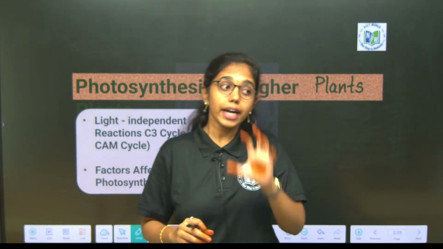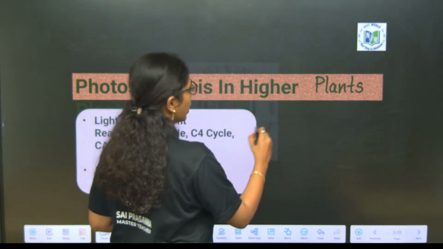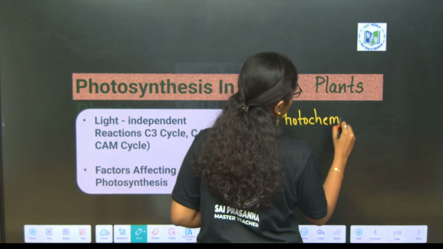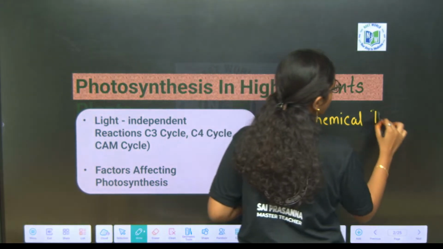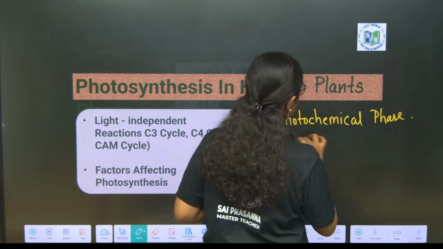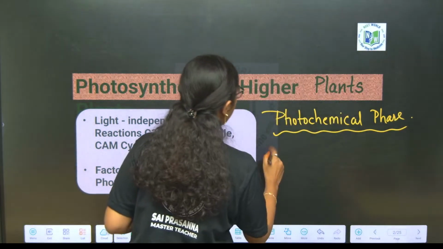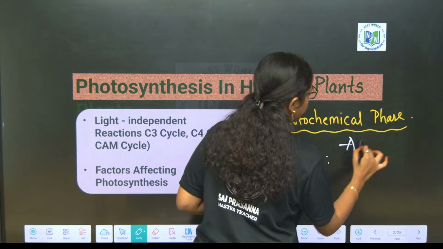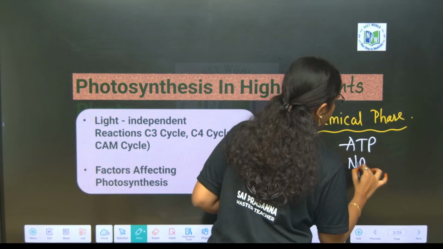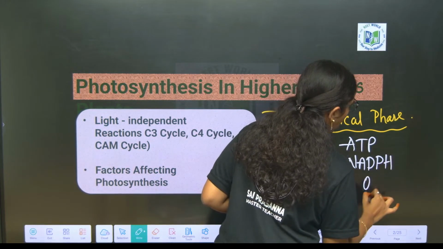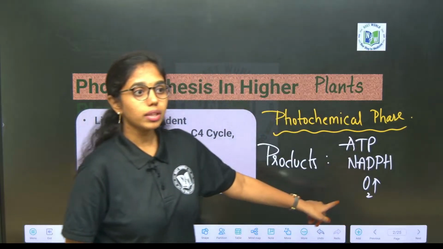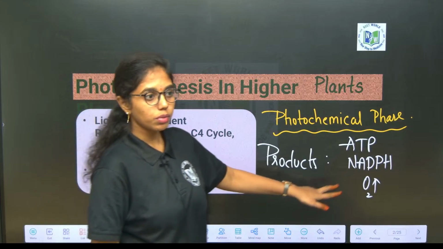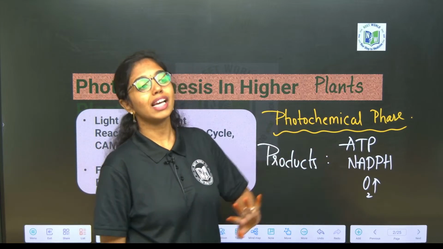Now, at the end of the photochemical phase, what are the products you have? You can parallelly take down the products: ATP, NADPH and oxygen. This oxygen is evolved as a byproduct during photolysis of water.